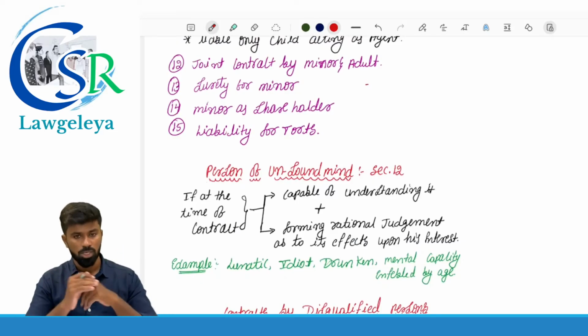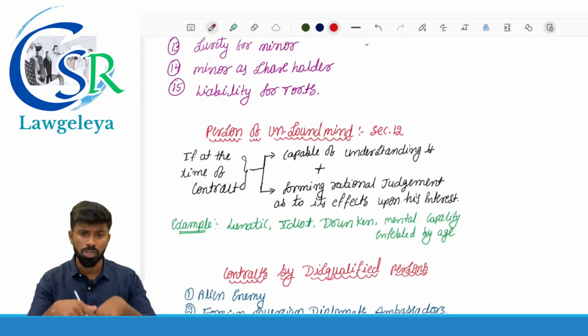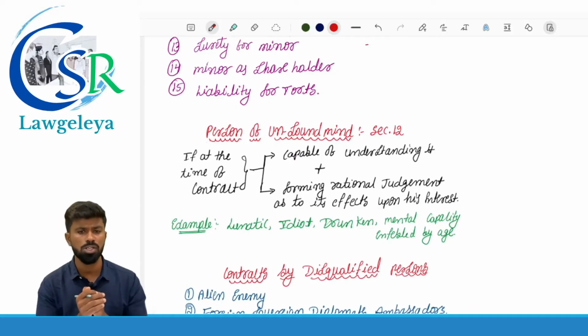Next one, joint contract by minor and major. Who is responsible? Major is responsible. Contract is valid. Surety for minor. Is the contract valid? Yes, because surety is there, contract is valid. Who will be responsible? Surety is responsible.